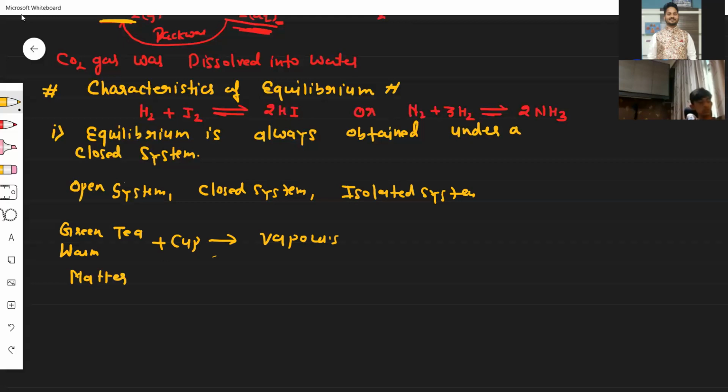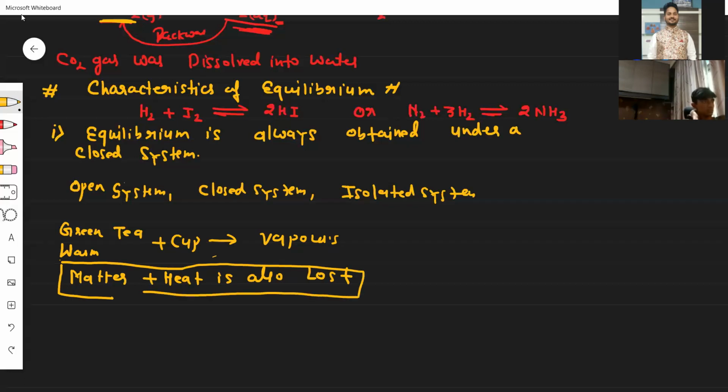So when there is a loss of matter, because water is matter, you must be knowing what is matter. And one more thing, do you find the green tea gets cold, or it remains hot all the time? It gets cold after a while, if you're keeping it in an open atmosphere. So the matter gets lost, plus heat is also lost. So when there is a loss of matter as well as heat, that kind of system is called an open system.